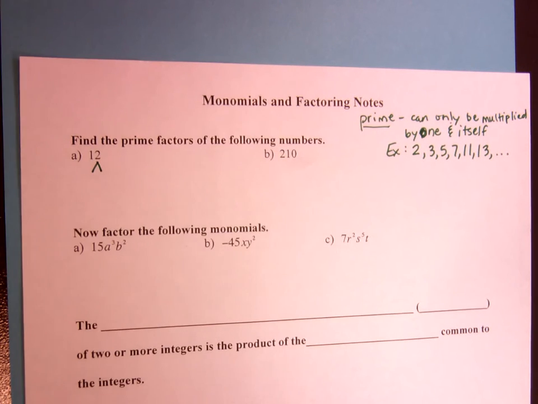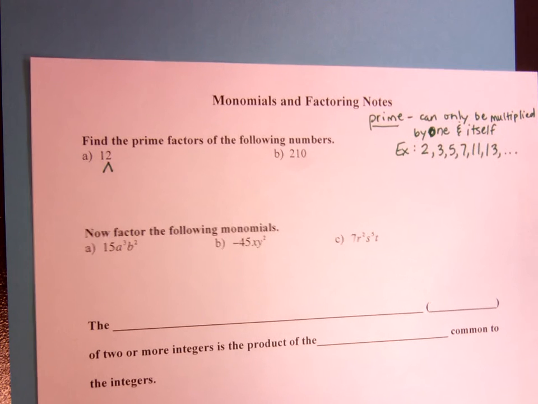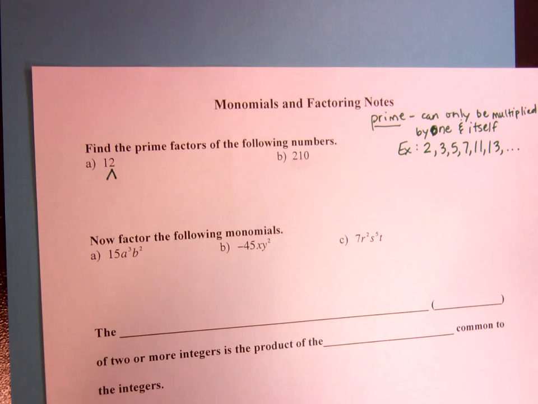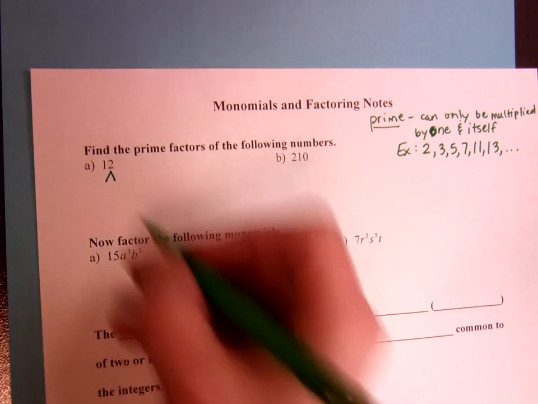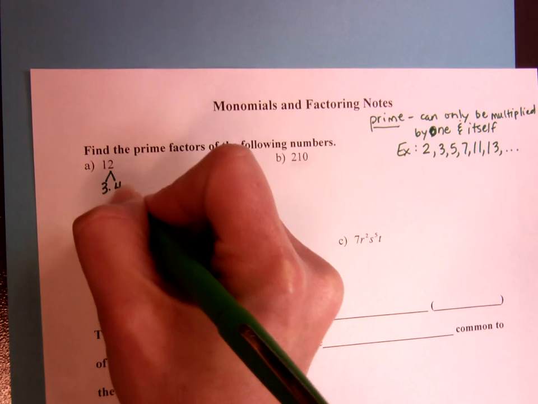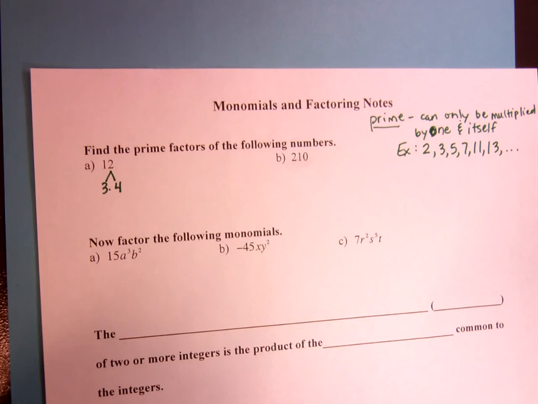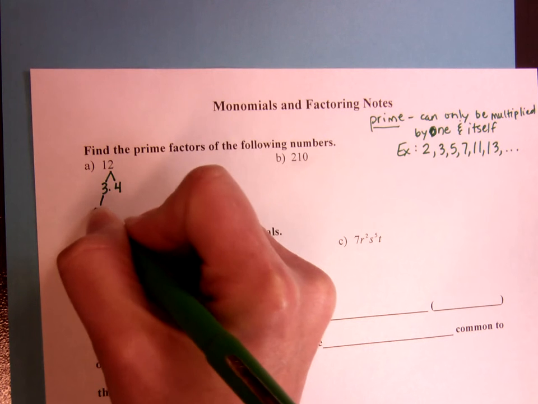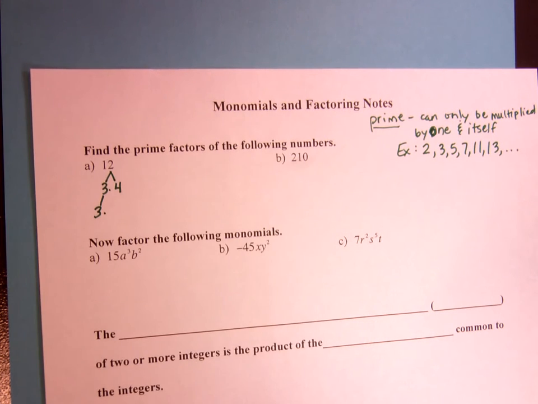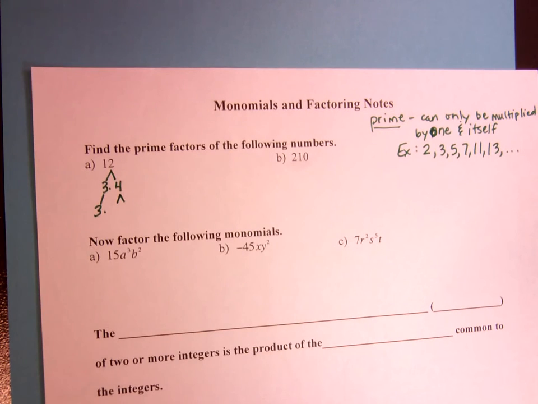What are the numbers that will multiply to 12? Two numbers. 3 and 4. Okay. So is the number 3 a prime number? Yes. We're going to bring it down because the number 4 is not a prime number. So 4 can be broken down to what? 2 times 2.